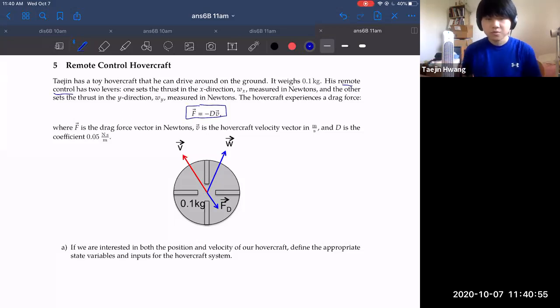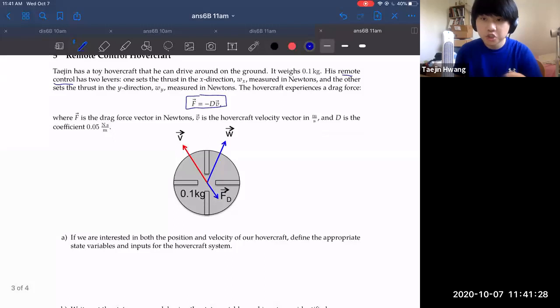Okay, let's take a look at part A now. I think really the question gives us the answer, but any ideas for what to pick for our state variables here? If we're interested in the position and velocity. And also, how many state variables do we actually need is the better question we should be asking here.